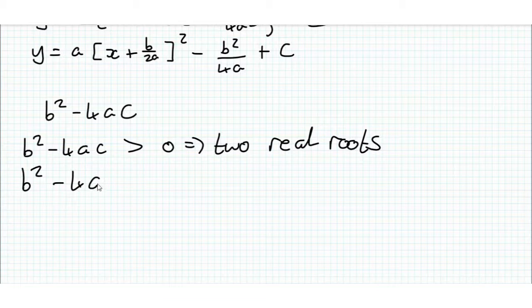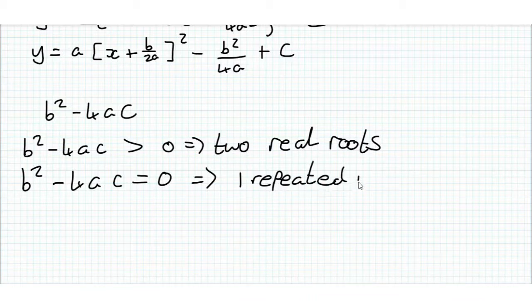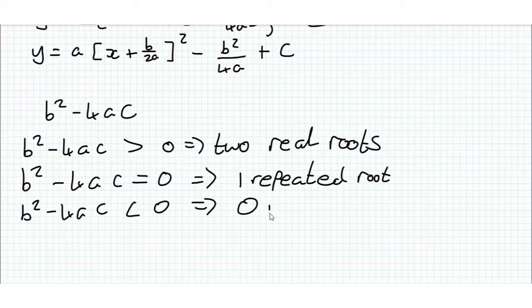When b squared minus 4ac is equal to 0, we have one repeated root, and this just means we'll just touch the x-axis, but we won't pass through. And the reason we say repeated is because when we put it into the quadratic formula, we're plus or minus 0, so we get that same root come out twice. Alright, and when b squared minus 4ac is less than 0, we have no real roots. So this means the quadratic does not cross the x-axis, so that helps us to draw them.